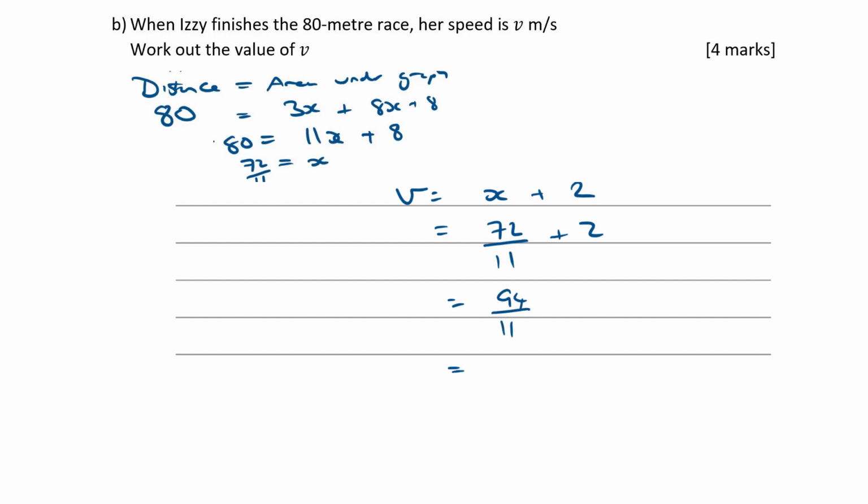What's that then? 8.54 reoccurring. So 8.5454, I'm just going to round that off then to 8.55 meters per second then, isn't it? Because it's velocity. 8.55.